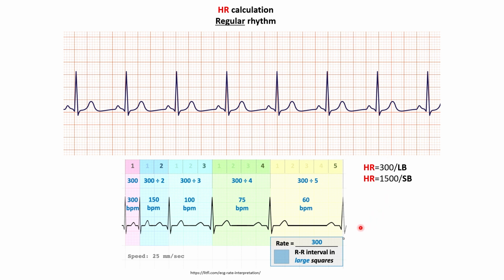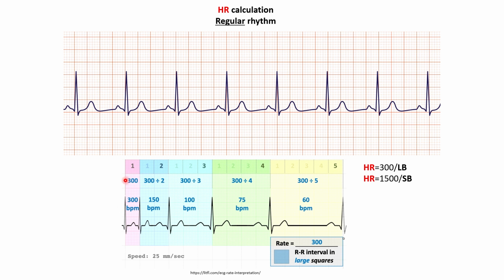The formula tells us that you will take the number 300 and divide it by the number of large boxes between two R waves. In this case, we have 4 large boxes, so you will divide 300 by 4, which equals 75. So this patient's heart rate is 75 beats per minute. So this is about the heart rate calculation, and there's a simple way you can remember.